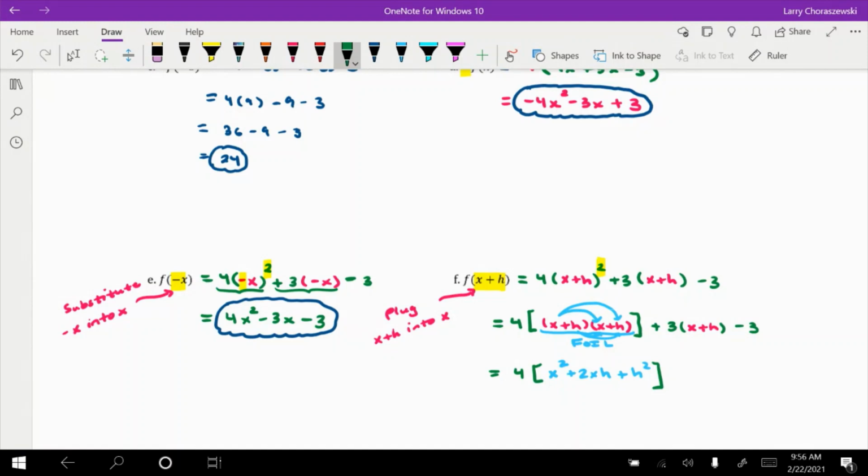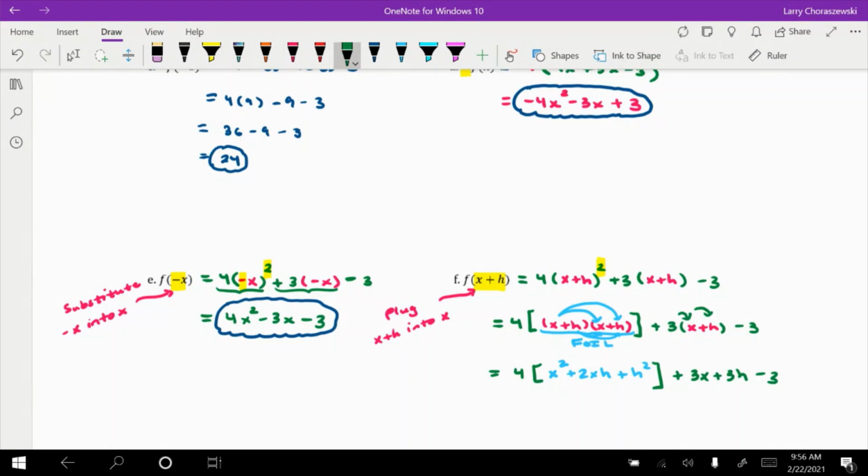All right, cool. Now what I'm going to do is also distribute the 3 to clear parentheses. It gives us 3x plus 3h, and then this minus 3.